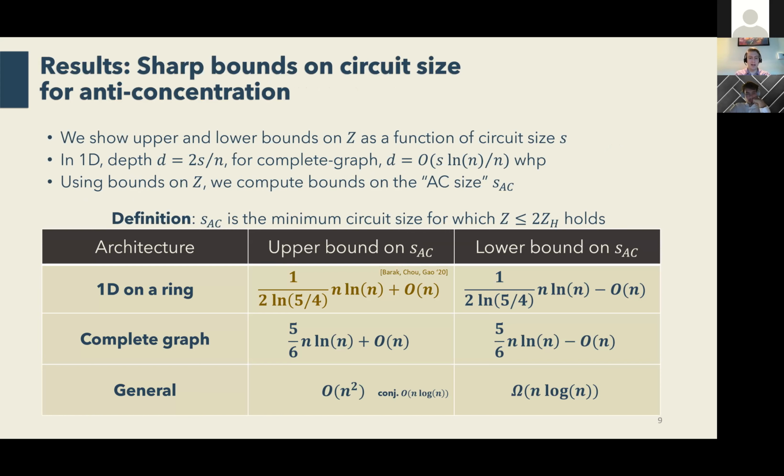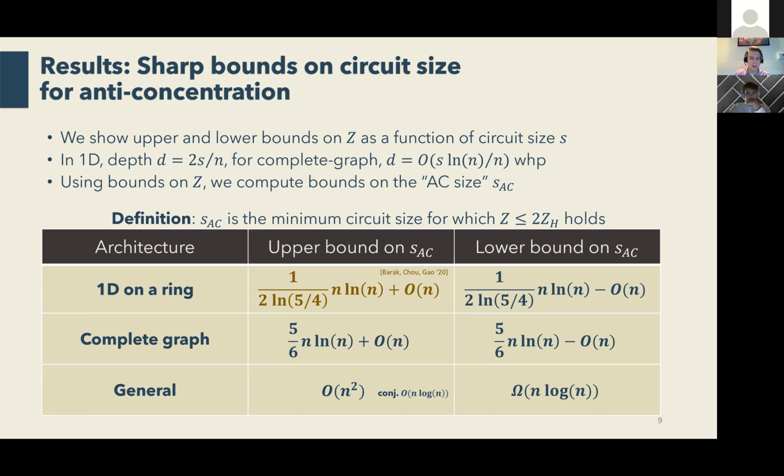Okay, so this slide, I'm just trying to lay out the results of the paper, which I'll go through now. The main idea is that we have this collision probability quantity, this Z quantity, and we show upper bounds and lower bounds on that quantity as a function of the number of gates in the circuit, the circuit size S. Because we define anti-concentration to be the point at which the collision probability falls beneath twice its limiting value, this Haar value, Z_H, these upper and lower bounds on Z give us upper and lower bounds on when we've achieved the anti-concentration property.